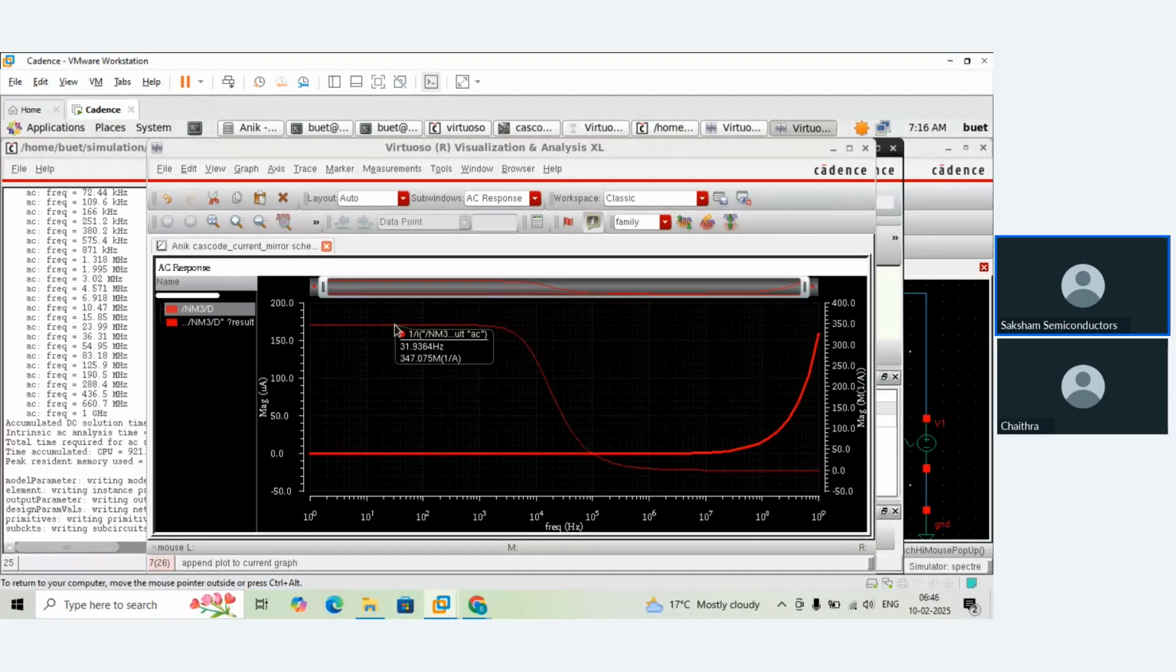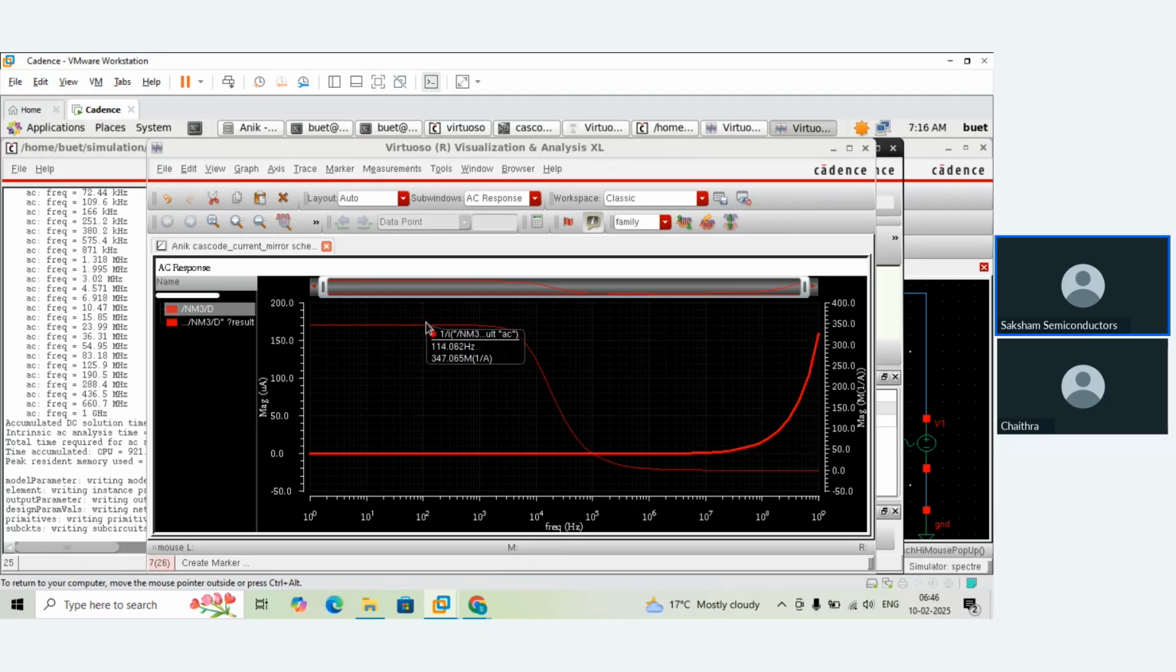Maybe we can note it somewhere. It is almost 347 mega ohm. 1 by A means 1 stands for the magnitude of the voltage, and A is the unit of the current. V by A, that is volt by current, is nothing but R, so that's my mega ohm. So 347 mega ohm. Let us try to minimize this.